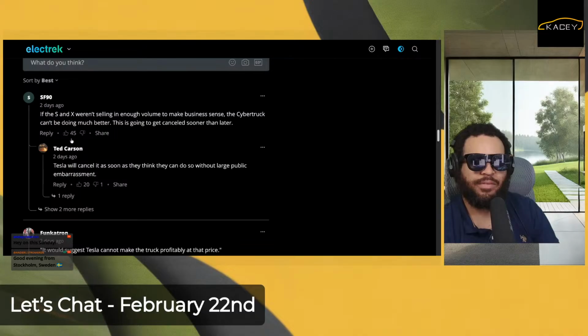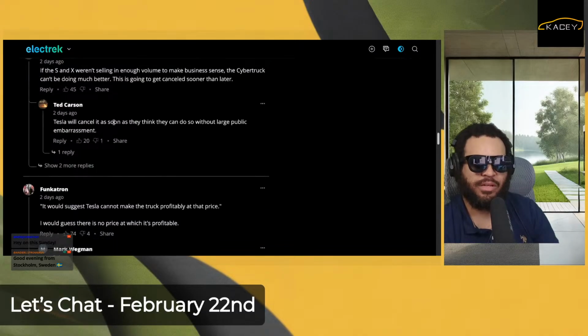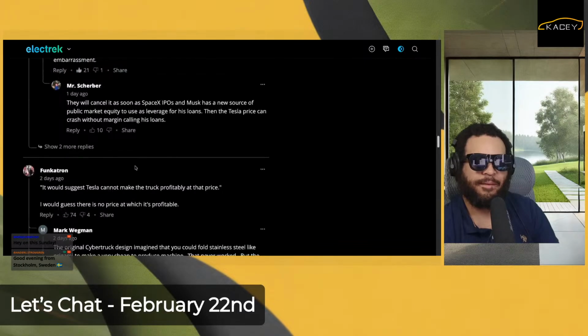If the S and X weren't selling enough, Tesla will cancel it as soon as they think they can do so without large public embarrassment. They will cancel it as soon as SpaceX IPOs and Musk buys a new source of public market equity to use as leverage for his loans. Then the Tesla price can crash without the margin calling on his loans. That's certainly a theory. I'll give you that.